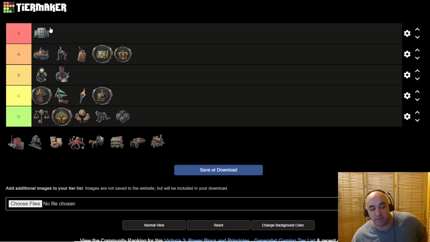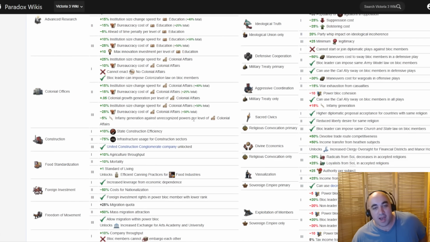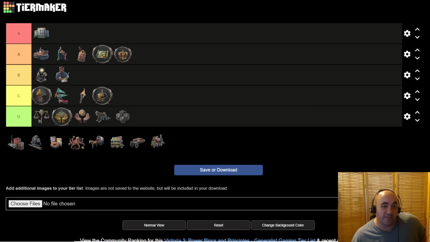Also, getting the minus colonial cost is going to be really nice on really high population countries, although you wanting to go to level 5 to make full use of this minus infamy generation, because it's per level, is going to be a thing. Colonial offices, when it was just straight up minus 50%, was the uberest of S tiers, but it's been significantly nerfed here.